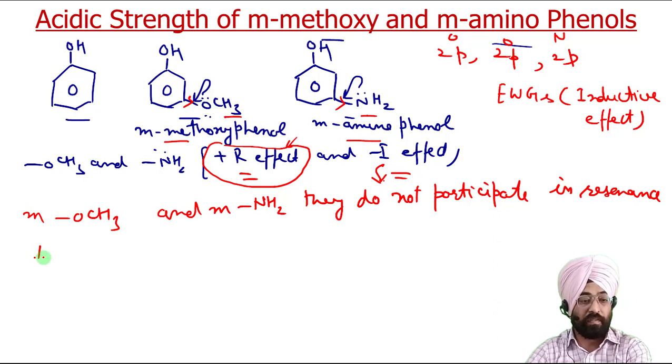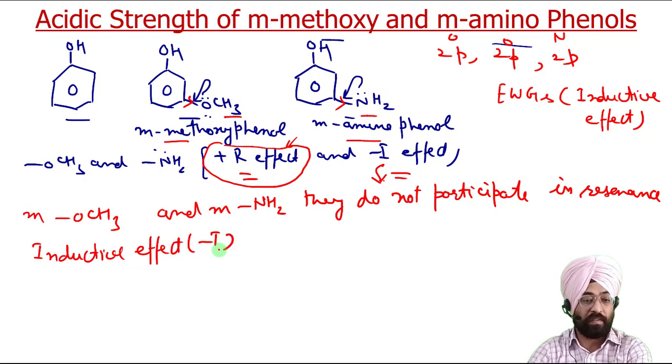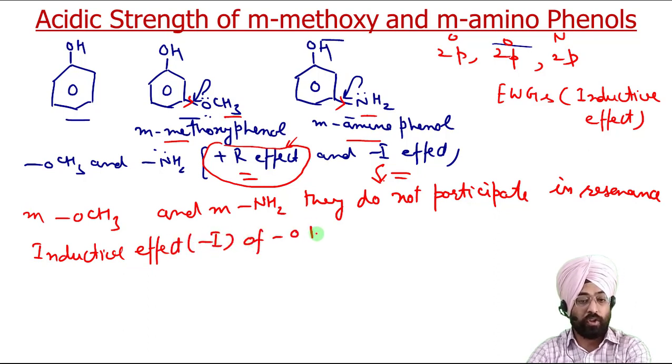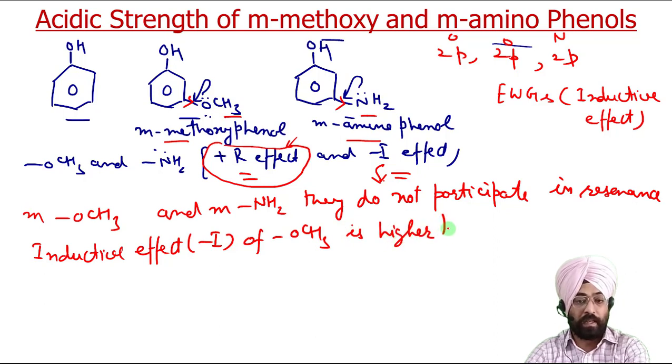So the inductive effect, which is the electron withdrawing effect, the minus I effect of OCH3, is higher than that of the NH2 group because of the higher electronegativity of oxygen than nitrogen. So this meta-methoxyphenol will be most acidic.